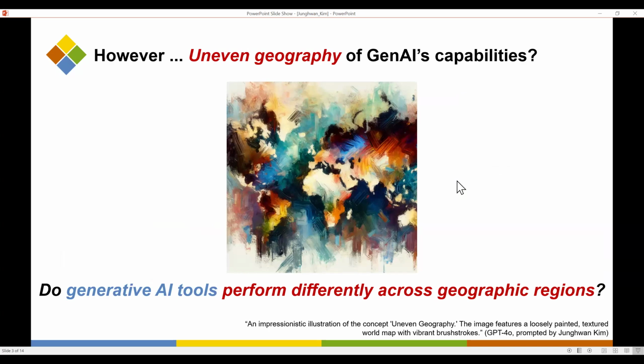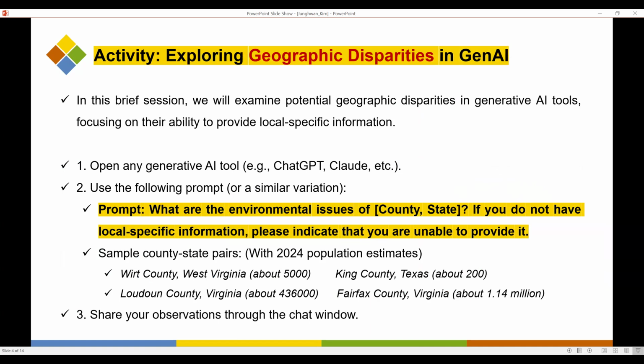However, do generative AI tools perform the same or differently across geographic regions? Are there any uneven geography of generative AI's capabilities? Before we delve into this topic, let's have a brief interactive activity session. In this session, we will examine potential geographic disparities in generative AI tools, focusing on their ability to provide local specific information. So first, try to open any generative AI tools such as ChatGPT or Claude on your computer.